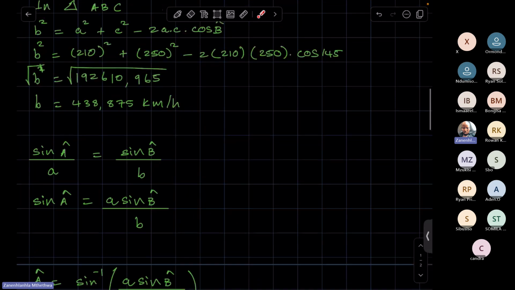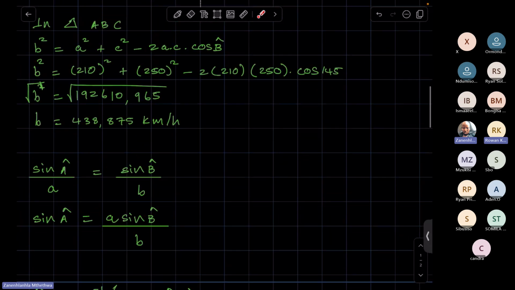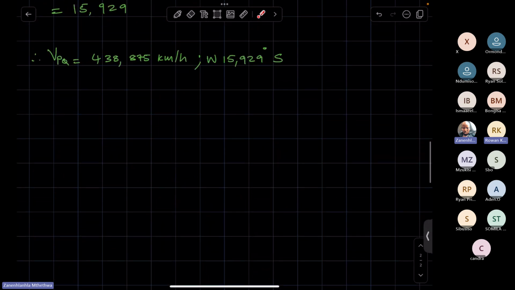Right. Now, are there any questions here? Yes. I have a question about the diagram.